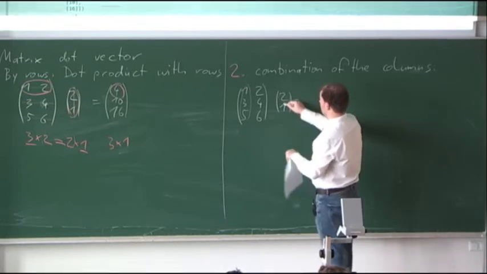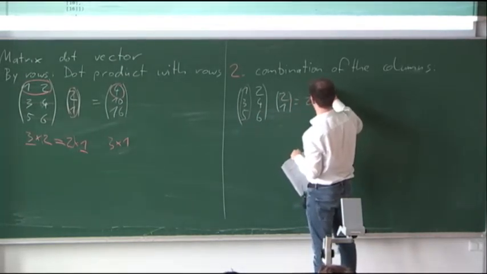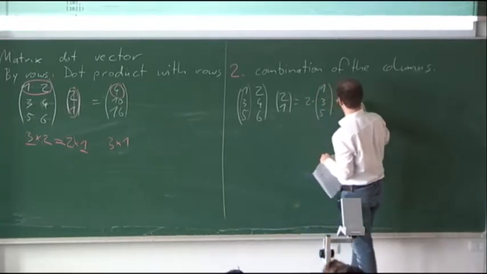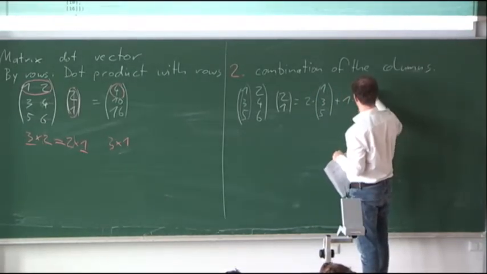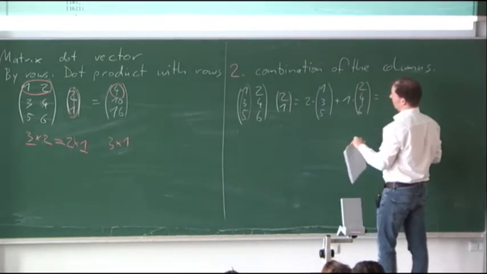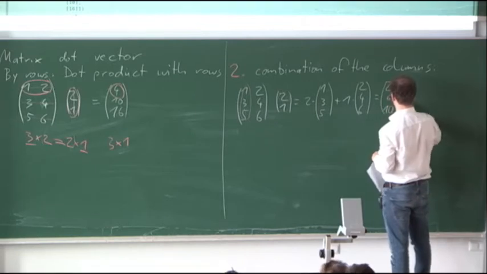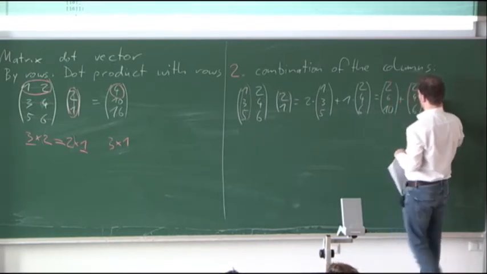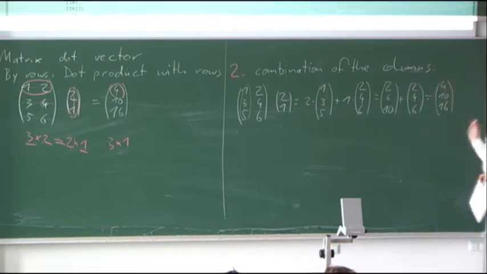So 2 times column 1 is 2 times 1, 3, 5, plus 1 times 2, 4, 6, which is 2, 6, 10, plus 2, 4, 6, which is 4, 10, 16. So it's exactly the same calculation. It's just a different way to think about the same calculation.